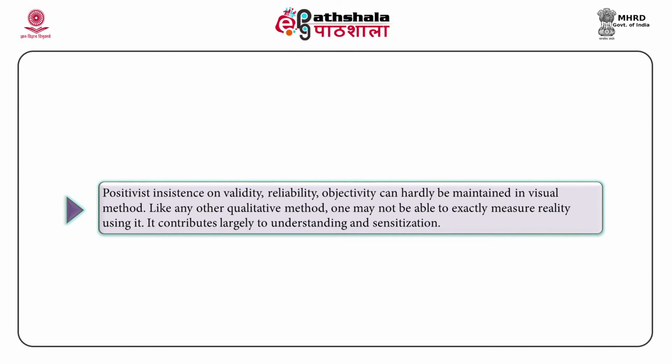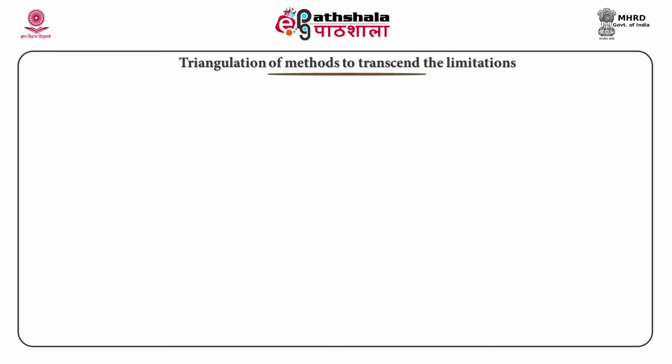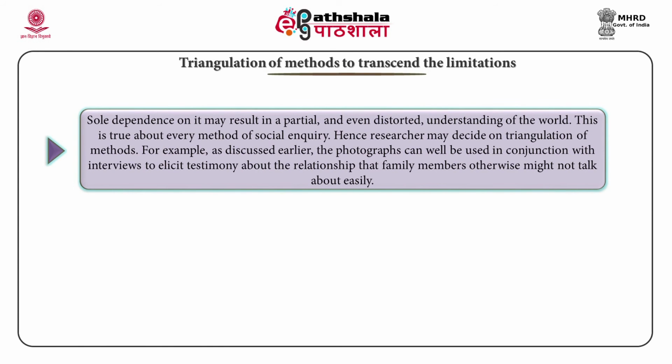Positivistic insistence on validity, reliability, objectivity can hardly be maintained in visual method. Like any other qualitative method, one may not be able to exactly measure reality using it. It contributes largely to understanding and sensitization. Triangulation of methods to transcend the limitations. Sole dependence on it may result in a partial and even distorted understanding of the world.